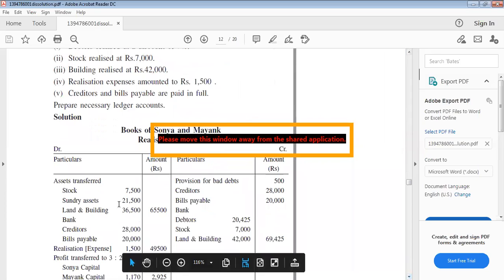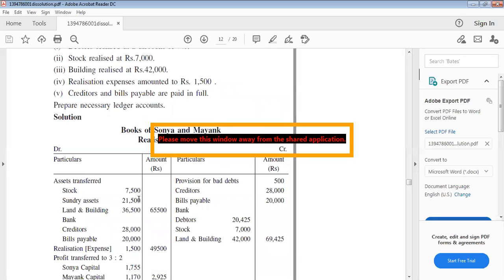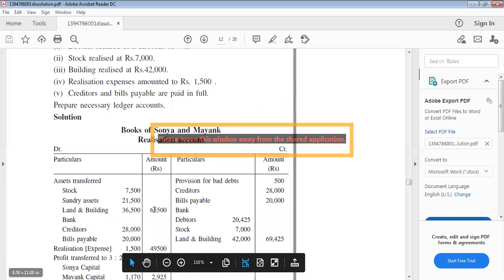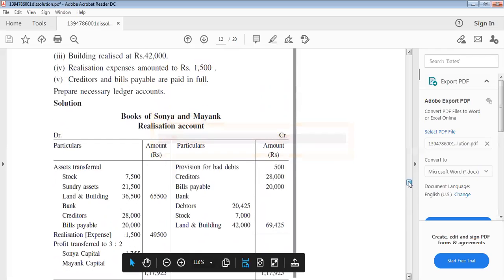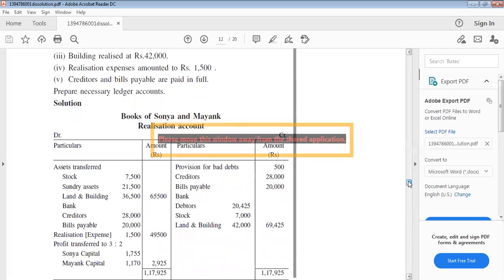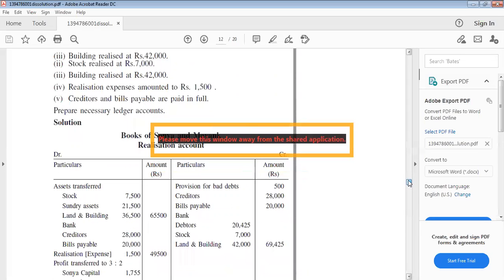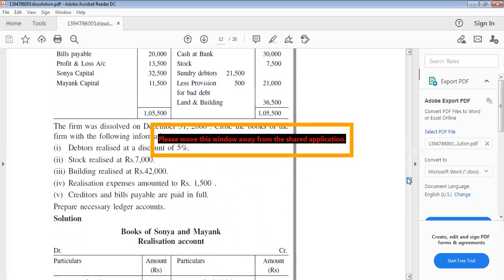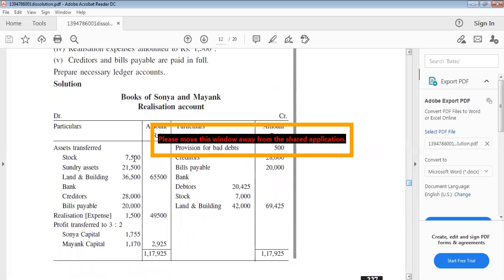So the first thing you do is to put in the assets transferred at book value. It will be 7.5, 21.5, and 36.5. So you'd have put in this first, 7.5, 21.5, and the 36.5. The first step, right? You put in all these, now you add them together, get 65,500.